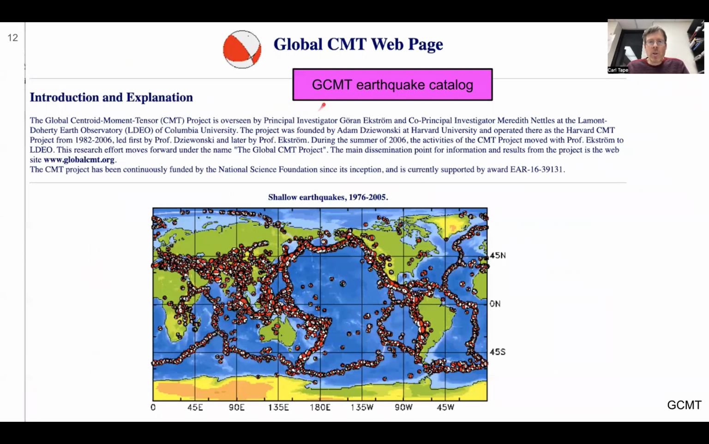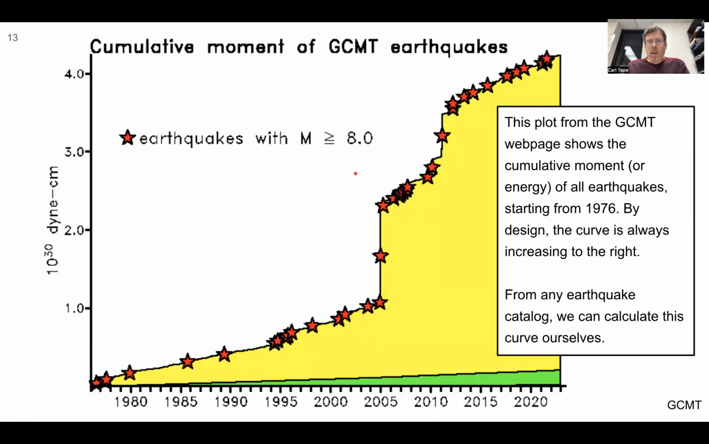The first is the GCMT, Global CMT Earthquake Catalog. This is a snapshot from the webpage showing the occurrence of these earthquakes in the catalog 1976 to 2005 here. We'll be looking through 2022. From that same webpage, there's a figure that's generated showing the cumulative moment or energy of all earthquakes starting from 1976, the start of the catalog.